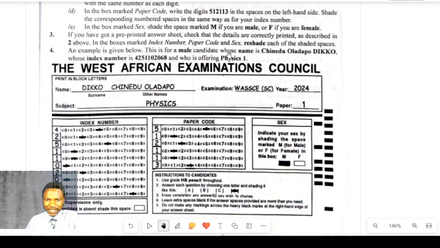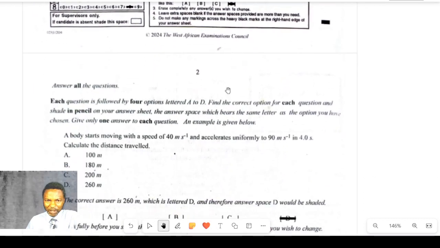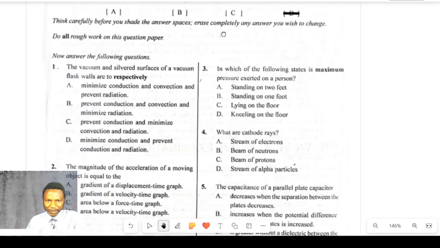I'm Orisheje Matthew. I'm going to guide you through these Physics Paper 1 questions. So let's quickly look at the objective questions that are here.